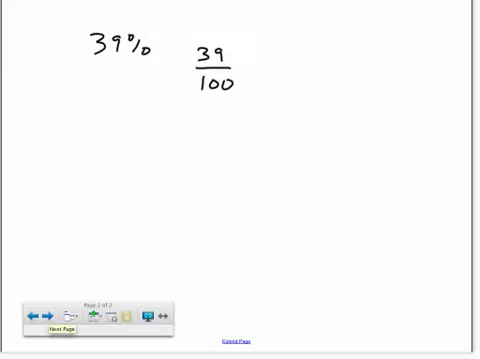And we would just write this, don't reduce it down or anything, because we want it in terms of 100. And if we think about that, if we divide 39 by 100, anytime you divide by 100, it's like moving the decimal over 2 places. So what we would get is 0.39 for our decimal answer. So 39% written as a decimal is simply 0.39.